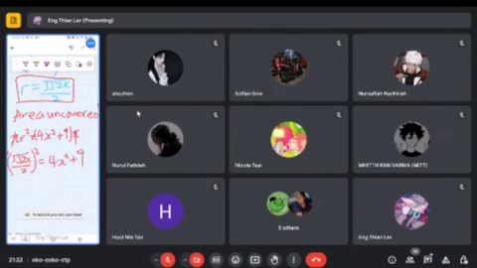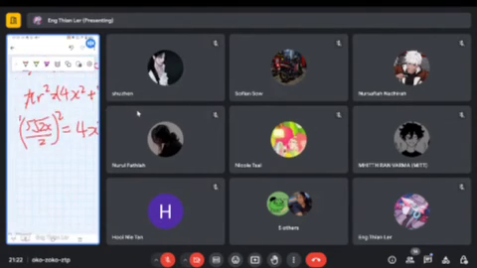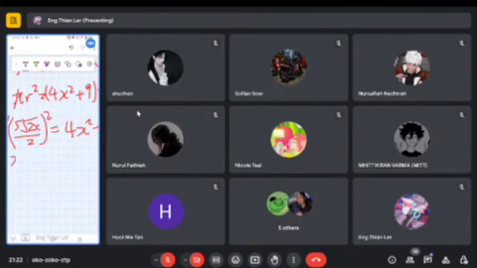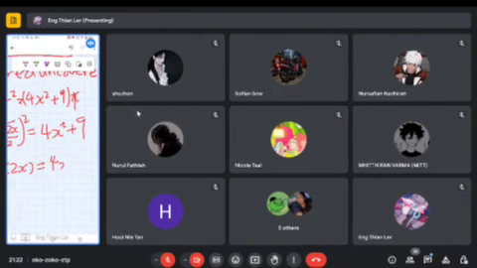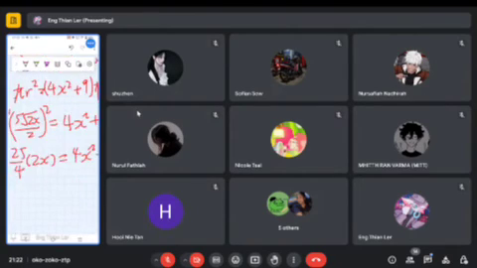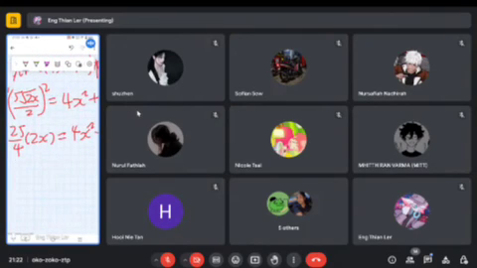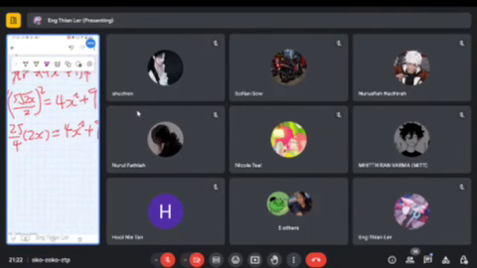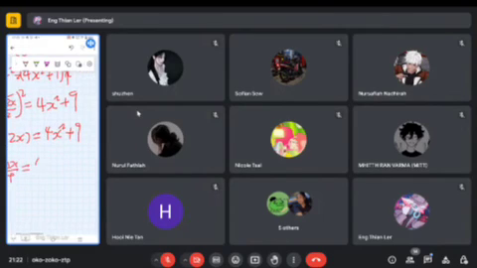So r squared will be this whole thing squared. So how do we square this thing? So 5 squared will be 25, and the 2 squared will be 4, and the square root of 2x squared will remain as 2x. So this will be 4x squared plus 9. And now we have another quadratic equation. So let's first distribute this thing. So 50x over 4 equal to 4x squared plus 9.